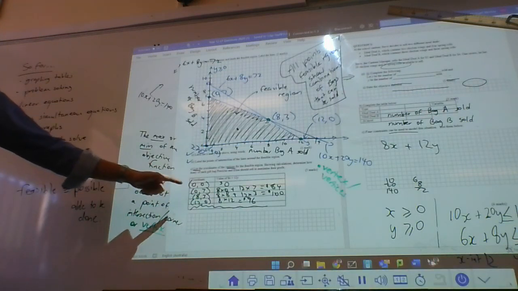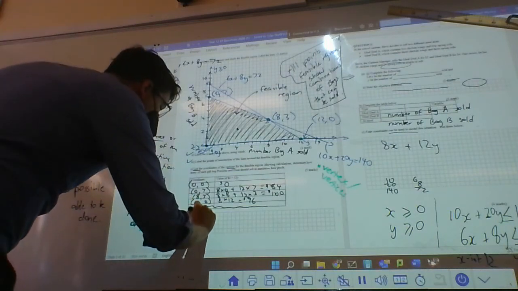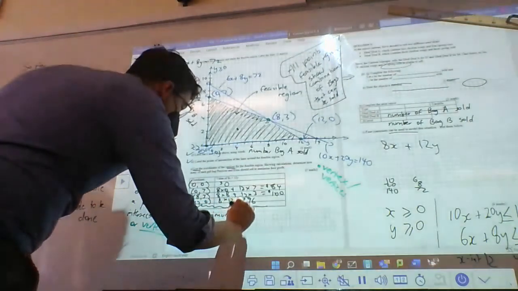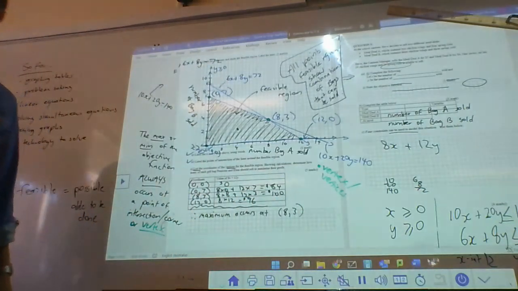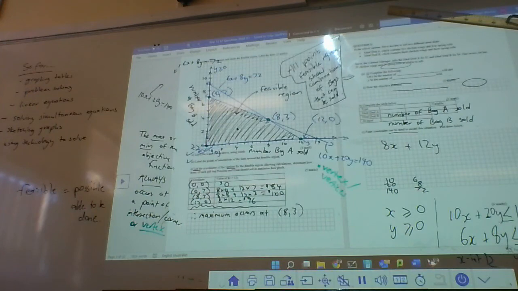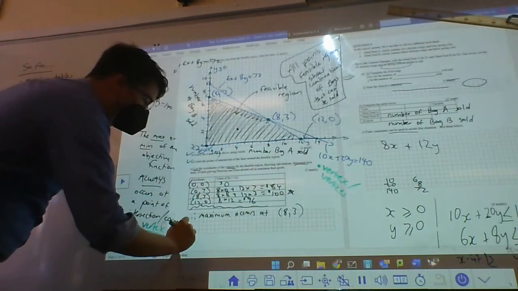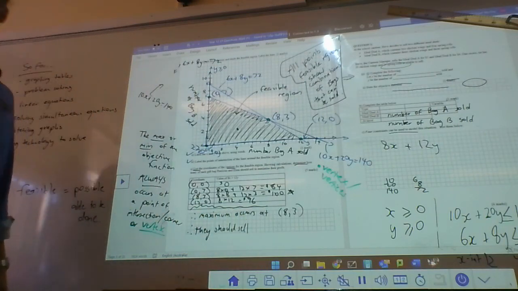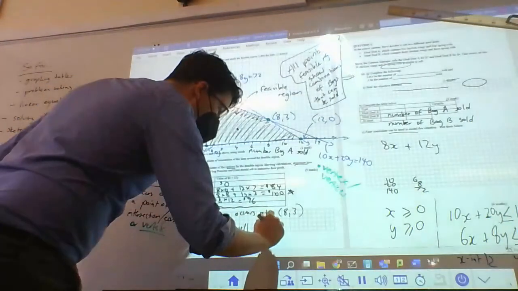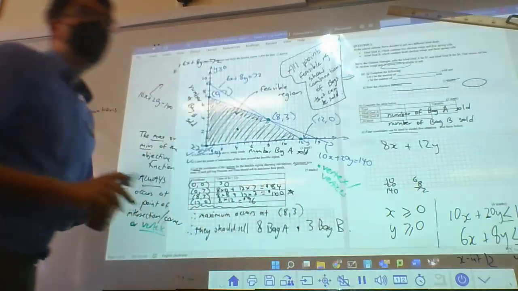Why should they do that? It's saying max profit. So we could say, therefore, maximum occurs at (8, 3). So that's where the maximum occurs. Let's answer the question. Determine how many of each bag they should sell. Therefore, they should sell, let's write it in words, 8 of bag A and 3 of bag B.